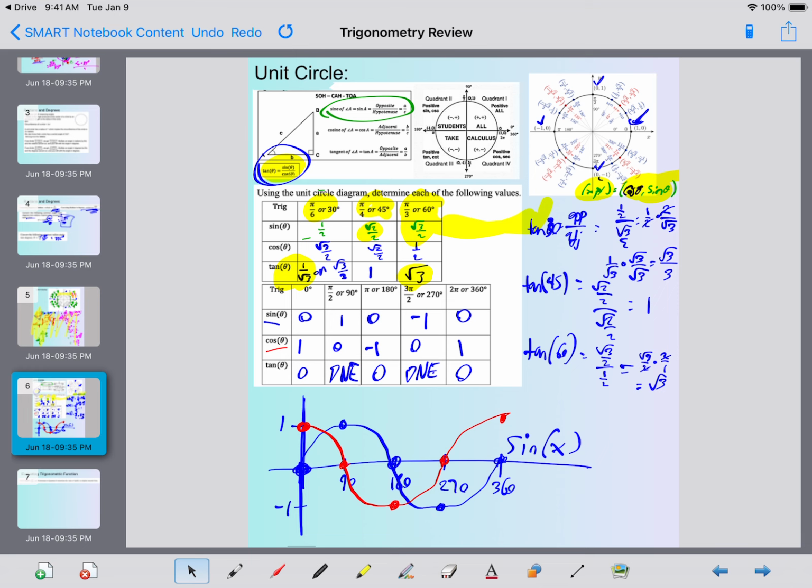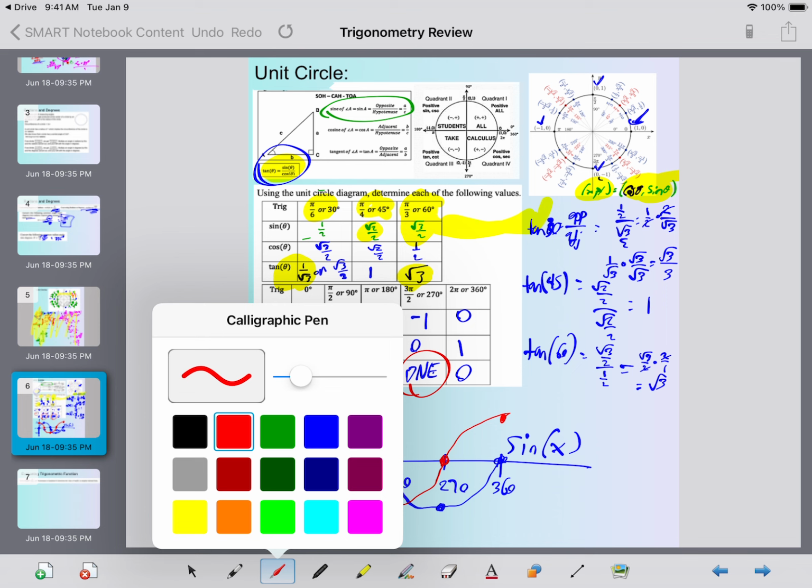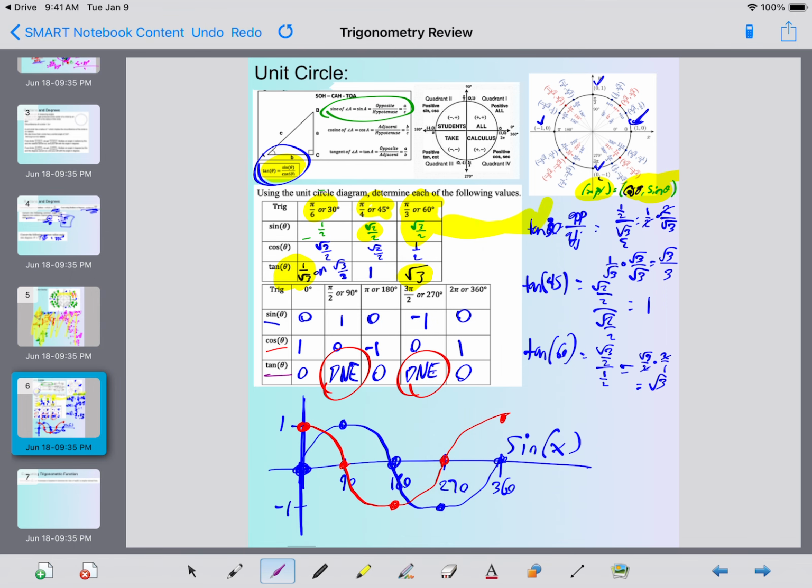And then lastly, tangent has a lot of spots that it doesn't exist on, right? This is where you're going to have some asymptotes. So I'll do tangent in purple. So at 90 degrees, asymptote. At 270 degrees, asymptote, right? Why is there an asymptote there? It was when your denominator was 0. So what had to equal 0? Cosine had to equal 0, because tangent is sine over cosine.